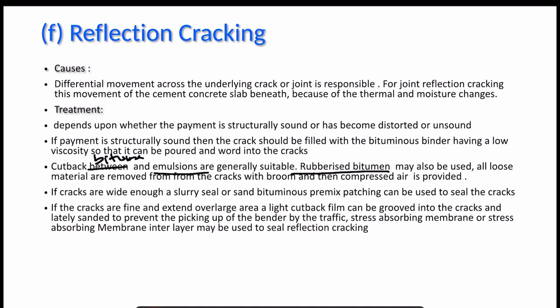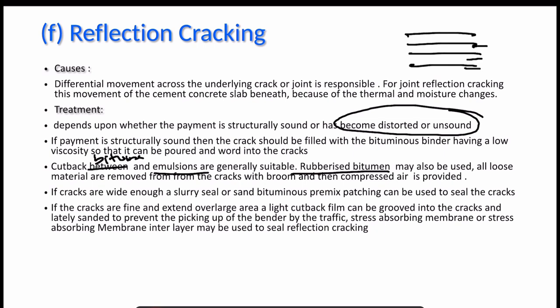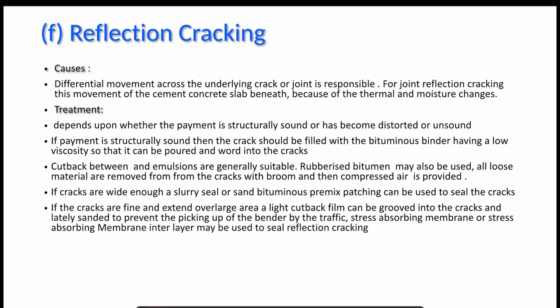And if the severity is very high, if we have the layer totally dismembered and distorted, then we have no option but to remove it and recheck what the underlying problem is. Whatever the underlying problem is, we have to rectify that. If required, a cement layer has to be cast, and over that we have to put an unbound base course, and then again the overlaying of the road needs to be done. So this was all about the crack defect in the flexible pavement.